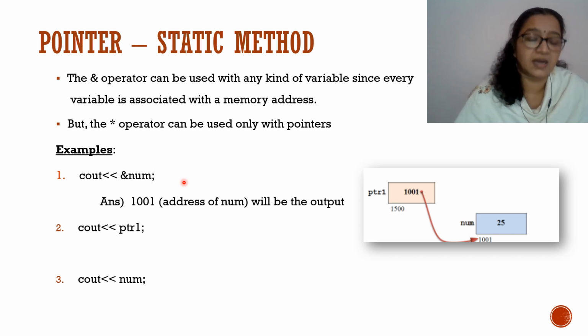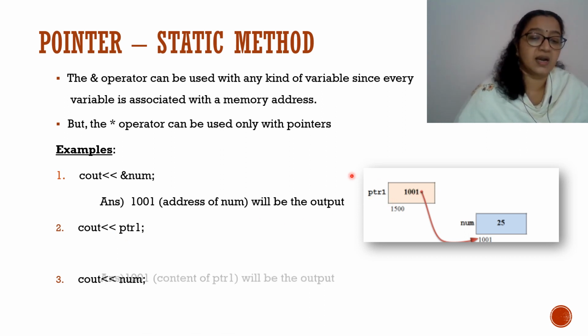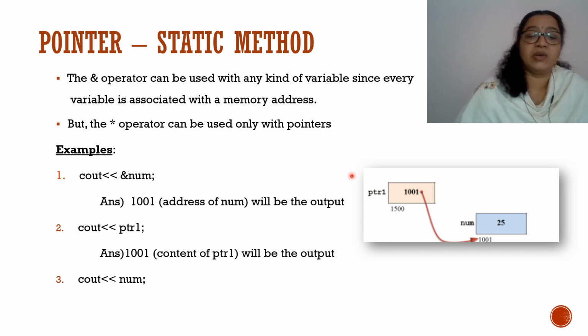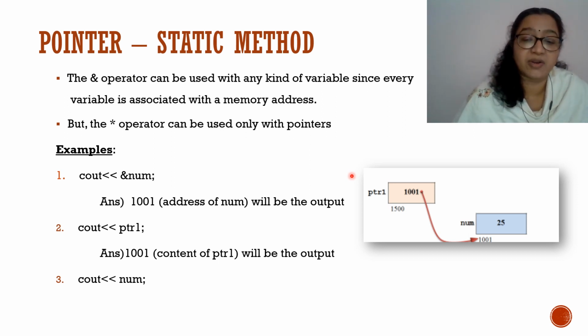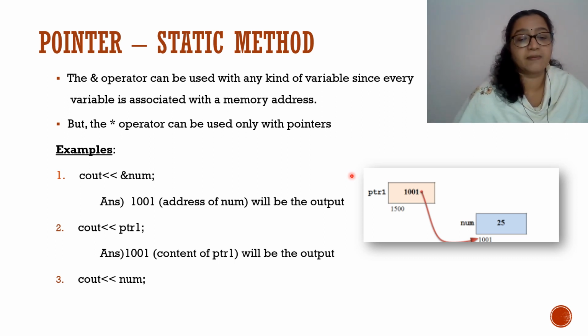Next is cout PTR1. Cout PTR1 means, what is PTR1? The content of PTR1. We will get the value 1001. That is the content of PTR1. That is the output here.